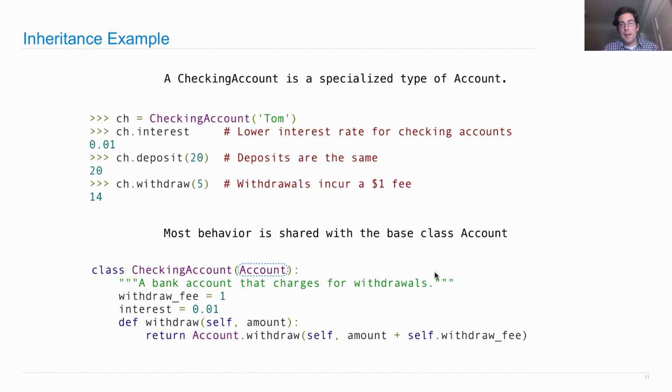Okay, since we put Account here as the base class, we don't need to say anything about deposit. That just stays the same as it was before. We don't need to say anything about __init__. That just stays the same as it was before. So checking accounts start out with $0.